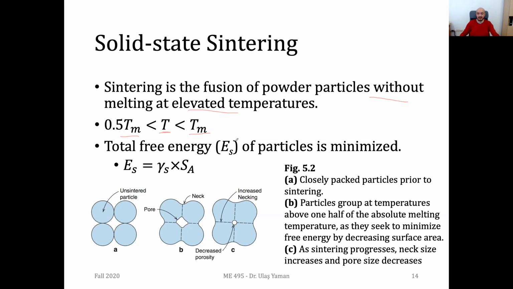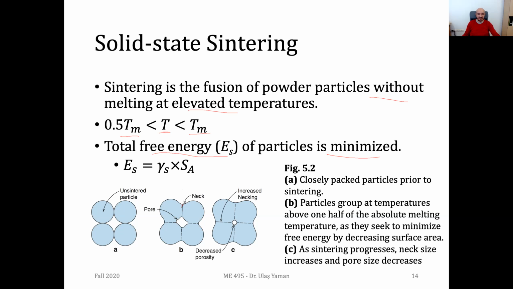And our aim in the sintering process is the minimization of total energy, total free energy. So in all the sintering processes, our main aim will be to minimize this total free energy. And you can see the steps here. At the beginning of the sintering process, we have these particles and they are unsintered. But once you start increasing the temperature, then we will have a kind of neck started.